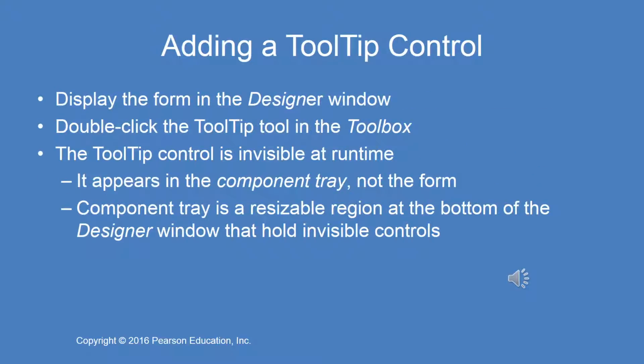It's quite easy to add a tooltip control. Display the form in the designer window, go to your toolbox and double click the tooltip, and it'll appear in the component tray, not on the form. The component tray is that little resizable region at the bottom of the designer window that holds invisible controls.